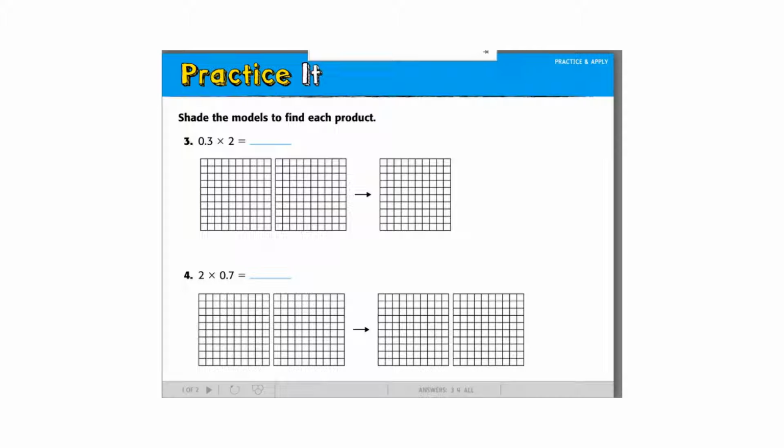I'm going to skip by this. You can do that on your own. We're going to do one more, and then one more. Then I'll let you work by yourself. Let's skip to number 4, though. Does it matter if your whole number comes first or second when you multiply? Yes or no?